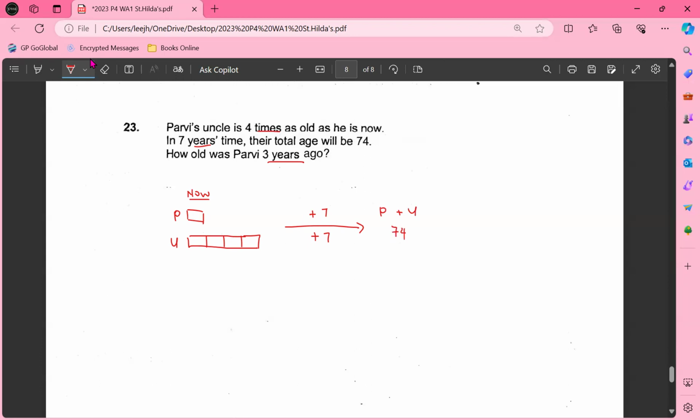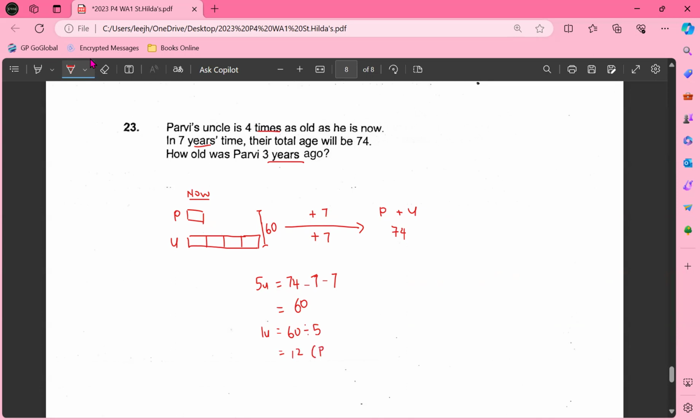So we have to work backwards to find the number of units here. So it's after both of them age 7 years each, right? The total age will be 74. So we work backwards to find 5 units. So 74 minus 7 minus another 7, because both of them, the change here is a total of 14. Each one aged by 7 years, so it's a total of 14. So it would be 60. So this is 60. So look for 1 unit. 60 divided by 5, 12.